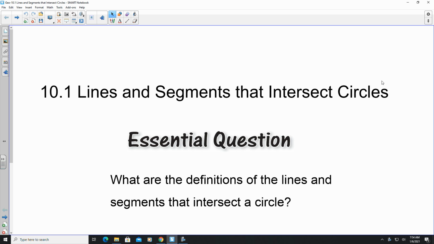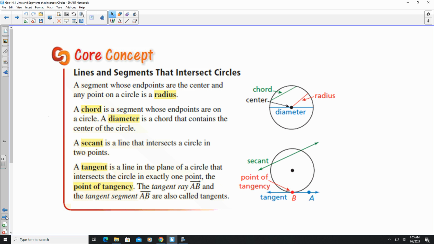In this section, we're looking at lesson 10.1, where we're looking at lines and segments that intersect circles. So diving into some of the core concepts, there are a bunch of terms that we're going to have to be able to identify of these different line segments with respect to a circle.